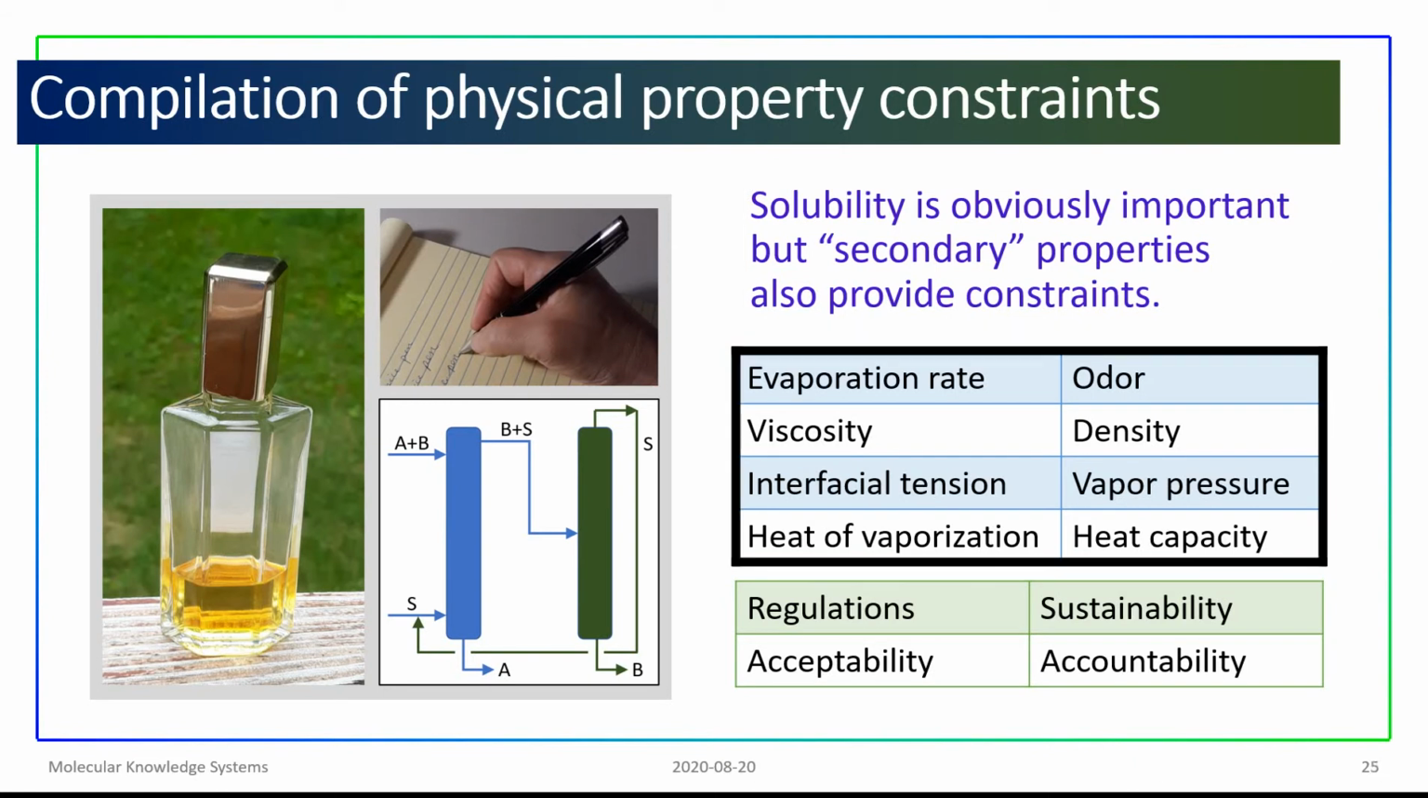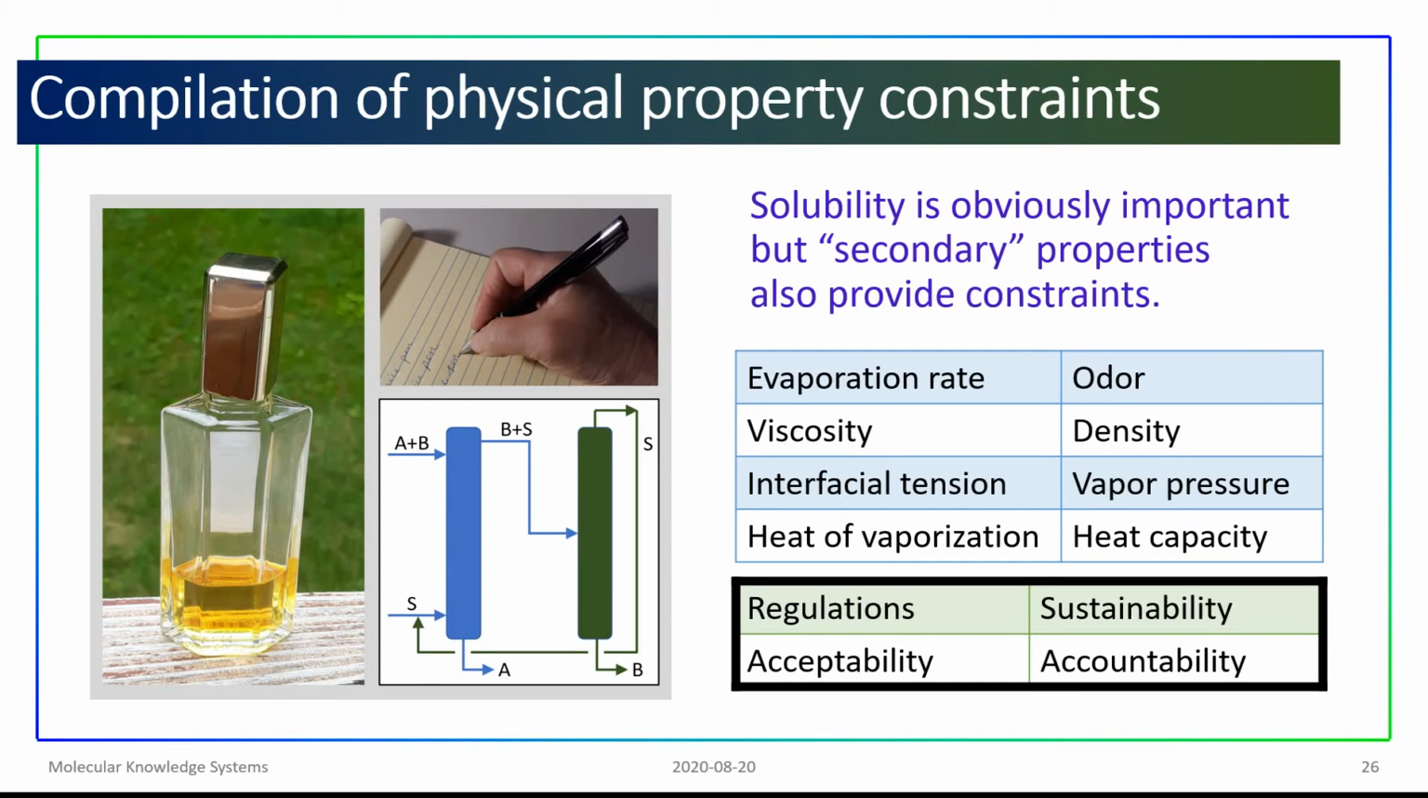Just consider the solvents used in a perfume or a ballpoint pen, or a liquid extraction process. We can see that in addition to solubility, properties such as evaporation rate, odor, viscosity, density, interfacial tension, vapor pressure, heat of vaporization, and heat capacity are also very important, and important enough to be used to eliminate candidate solvents. In addition, especially nowadays, constraints from regulations, the desire for solvents and products to be sustainable, acceptable to consumer preferences, and accountable, that means all degradation products are accounted for, are also critically important.